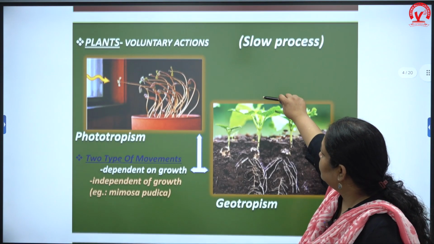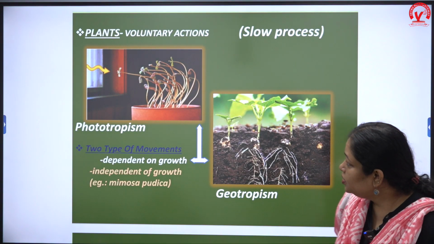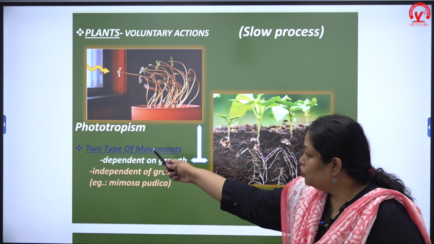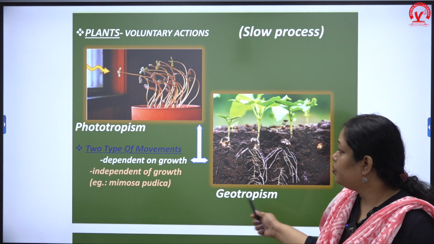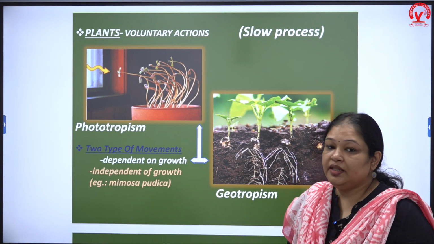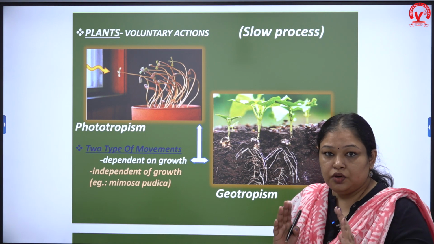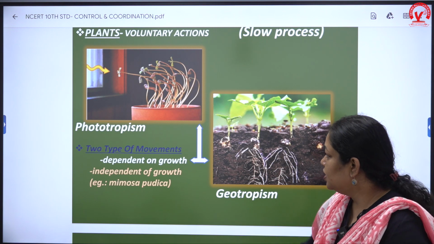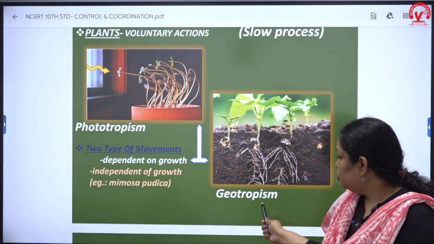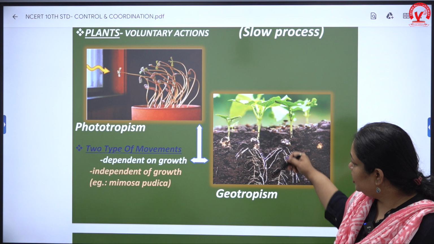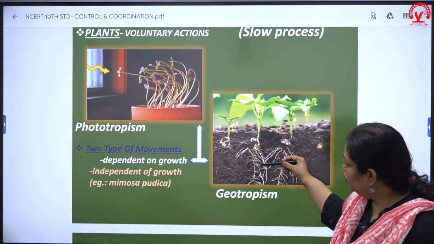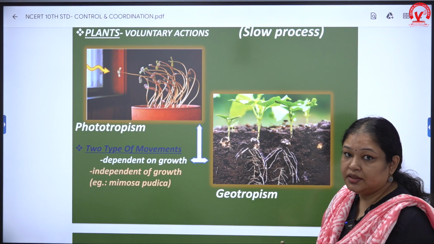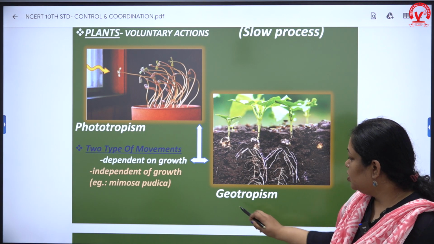Now let's speak about the voluntary actions. The voluntary actions are a very slow process in plants. Phototropism and geotropism. Phototropism is when the part of the plant above the ground grows towards the sun or towards a light source. Geotropism is when, as you can see in the picture, the roots are growing towards the ground, towards the water and the mineral source. That is called geotropism.